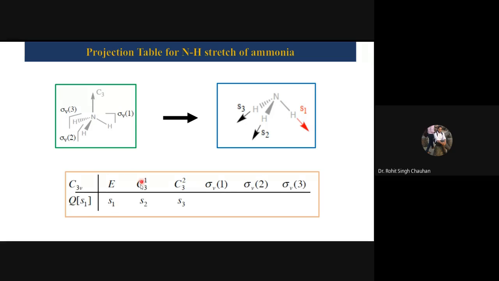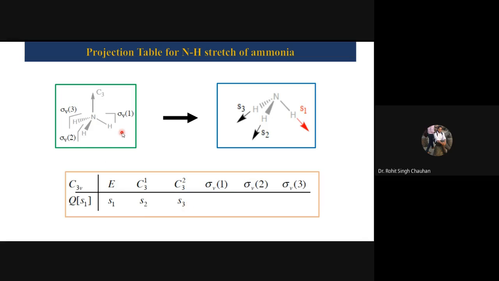C31 means you are going to rotate the molecule across the C3 axis in the clockwise direction. So in the clockwise direction, you are going to rotate. In that case, S1 will come here. So what is the information going to be now? S1 is S2. In case of C32, you are going to rotate the molecule in the anti-clockwise direction. Okay, so in that case, what would happen? This S1 will seem like S3. So we will write S3.